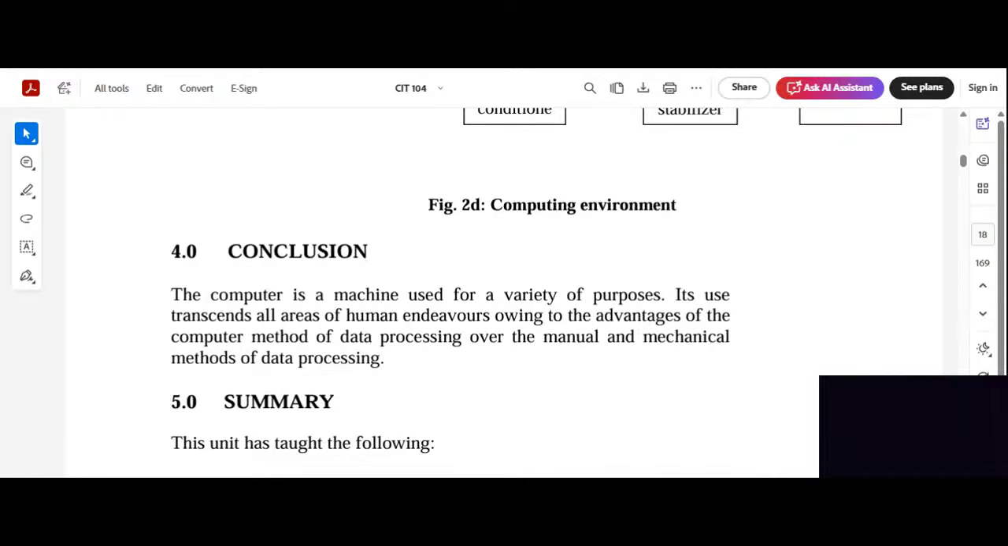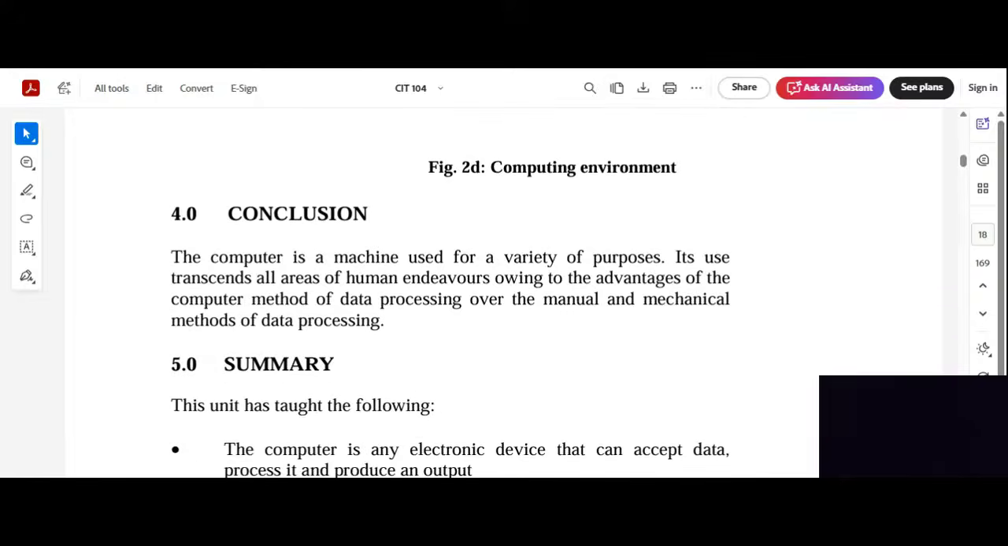So we talked about quite a lot of things. We talked about the computing environment also. Under the hardware, we talked about input and output devices, and then the processing devices. Under the software, we talked about system software, utility software, and application software. Under the computing environment, we talked about the building, the auxiliary devices, and users, everyone that you can find around the computing environment.